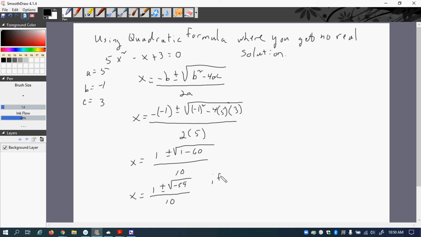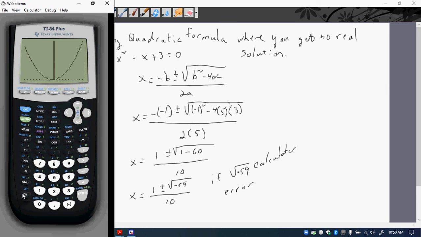And if you did the square root of negative 59 on your calculator, you'll get an error because you cannot have a negative in the square root. So let's do that just to show what it looks like. So go to a clear screen and type in the square root of negative 59. Hit enter, and we get an error. It says non-real answer, and so we can quit. So it's a non-real answer.